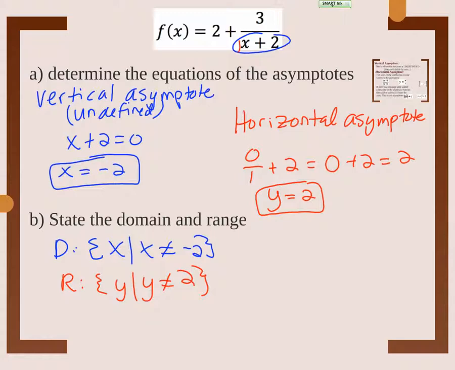Any questions here? The next thing we're going to do is find the intercepts. And so after we find the intercepts, we'll take that information, we'll take the asymptote information, and then we will graph it ourselves without using technology.